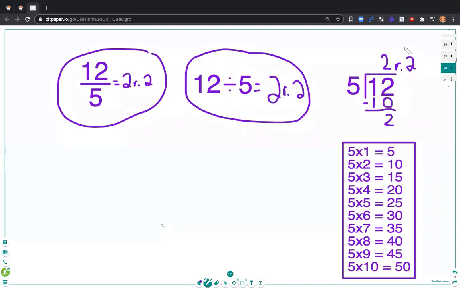So that has been the concept of division, the return. I hope that you've enjoyed the number lines and then the different ways we can write division problems.